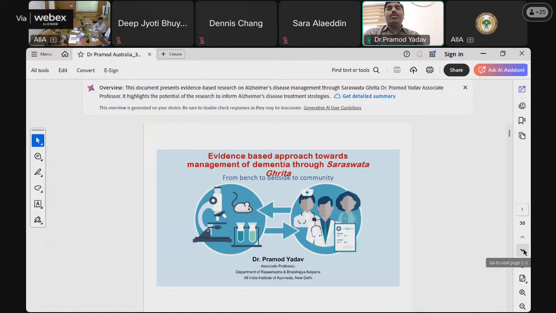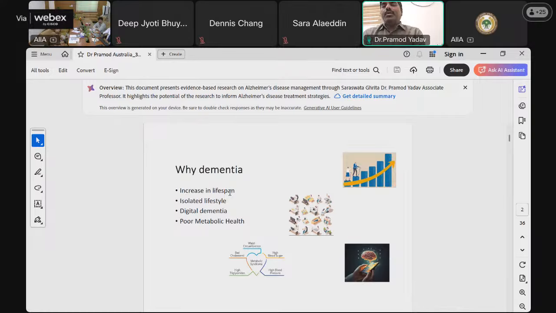So why did I choose this topic? Why did I choose dementia? Because as we all know, the improvement in the healthcare system and facilities across the globe has led to an increase in the lifespan, and as the lifespan increases, so also does dementia, which is considered to be a disorder of aging.